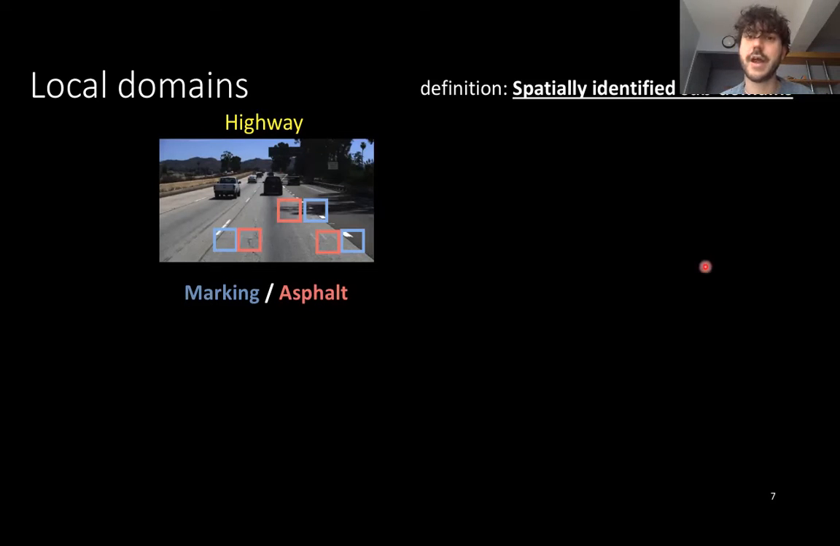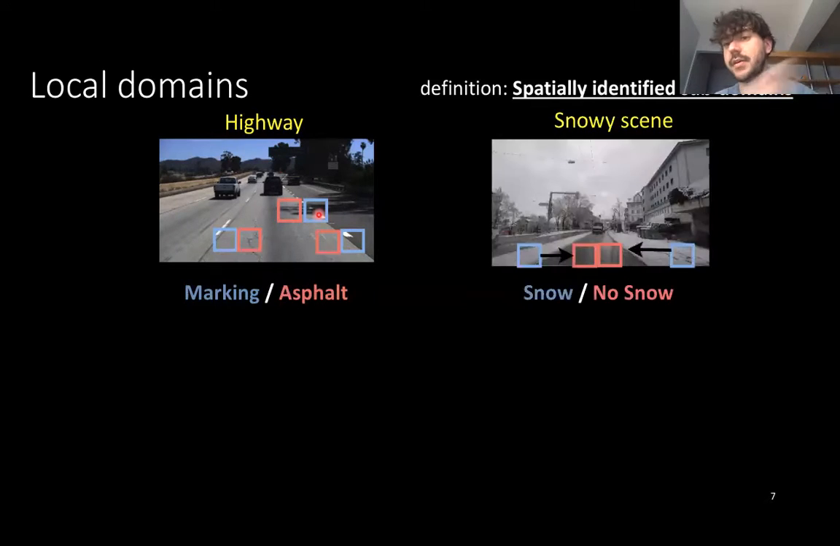So a local domain for us is a spatially identified subdomain. So let's suppose that we have a source domain which is highway. Inside highway, we can identify two domains, for instance, the marking domain and the asphalt domain, because all share a particular information, having a marking or having only asphalt. And this is also happening for other scenes.